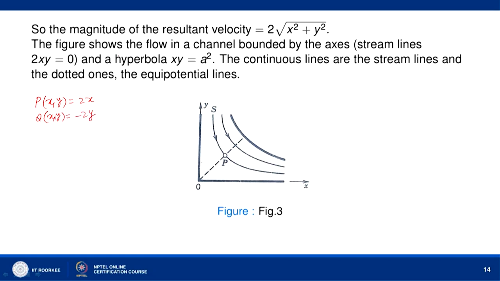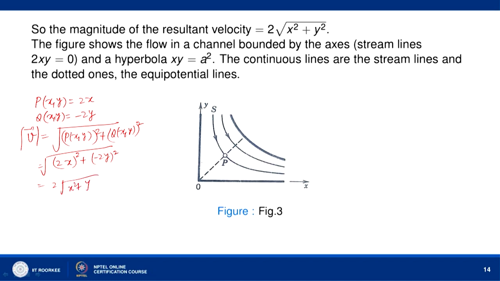So the magnitude of the resultant velocity vector will be the square root of P(x,y) squared plus Q(x,y) squared, which is the square root of (2x) squared plus (minus 2y) squared. So this is 2 times the square root of x squared plus y squared. So the magnitude of the resultant velocity is 2 times the square root of x squared plus y squared.